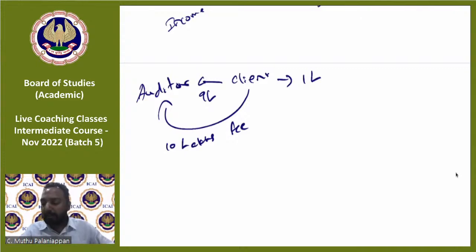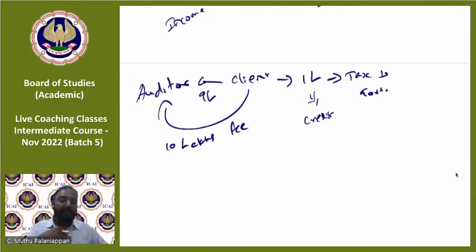So 1 lakh will be paid as tax to the government. On behalf of me, the client will pay 1 lakh to the government. So this 1 lakh will be a credit, and this 9 lakh is what I'll get as money. So this is a procedure. When this client is paying me 10 lakhs, they are supposed to pay me 9 lakhs and 1 lakh to the government. So this is what they must do.